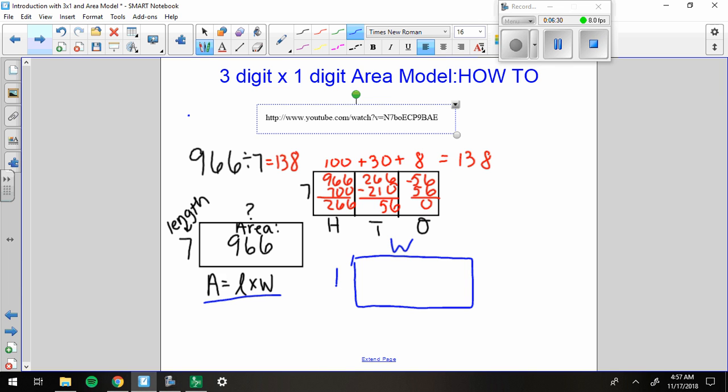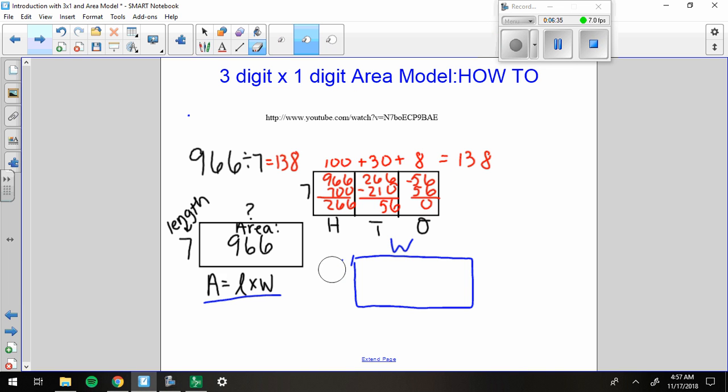But if we know just the length is 7, and we know that the area is, I don't know, let's say 966, if we divide the area by the length, we're going to be able to find that other side, the width, which would be our quotient. That's our answer to our division problem.